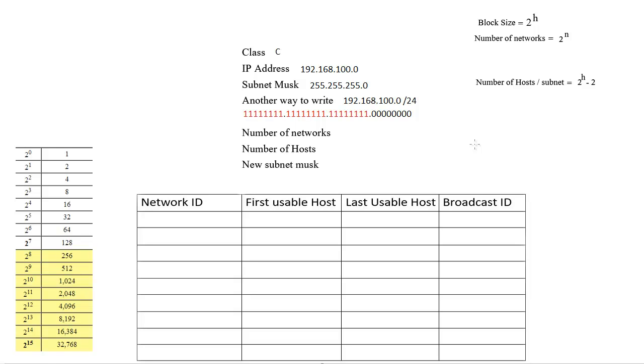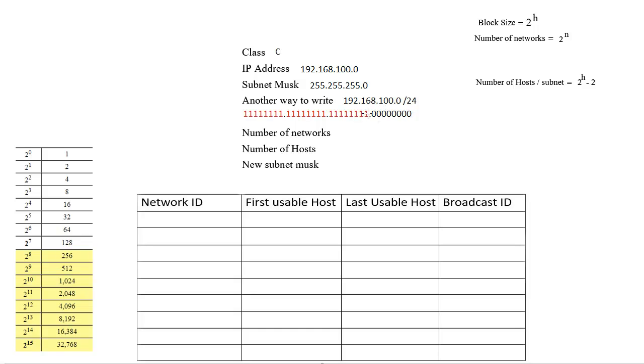Hello guys, today we are going to do subnetting with a class C IP address. So here is a class C IP address and this is the subnet mask. Subnet mask specifies how many bits are given to network and how many bits are given to hosts. So this subnet mask I write here in binary form.